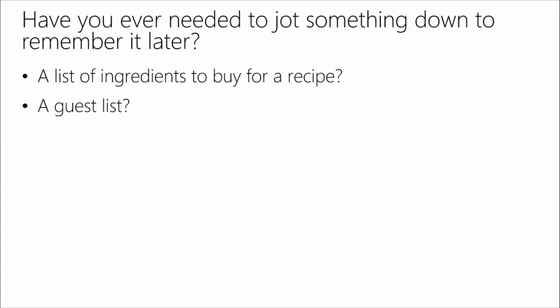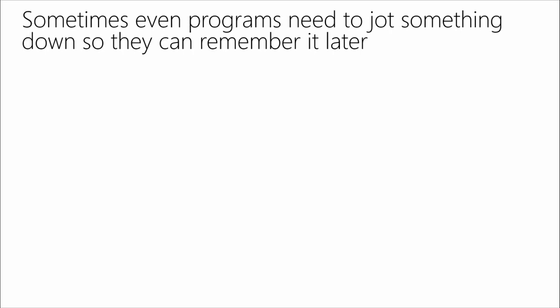So, things like a list of ingredients to buy for a recipe, that guest list, although Susan's going to throw me right off of it, a phone number, you need to be able to jot things down. And just like you do in real life, that holds true in digital form as well. We do need to be able to store files.